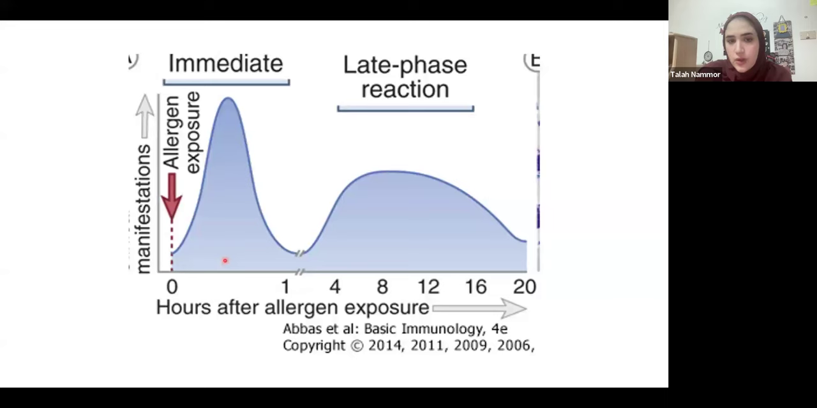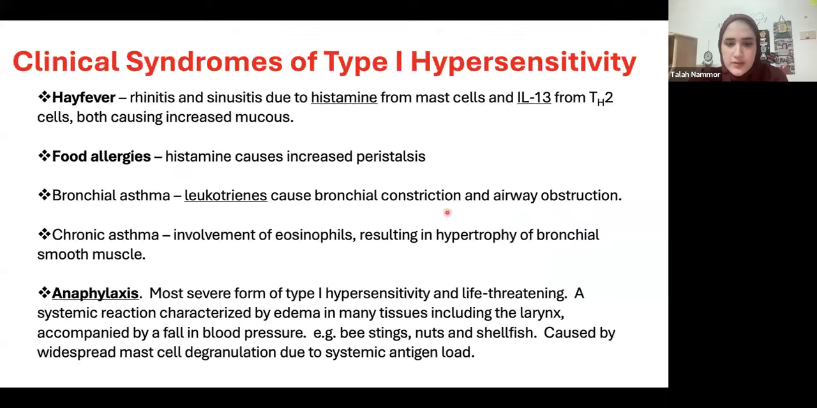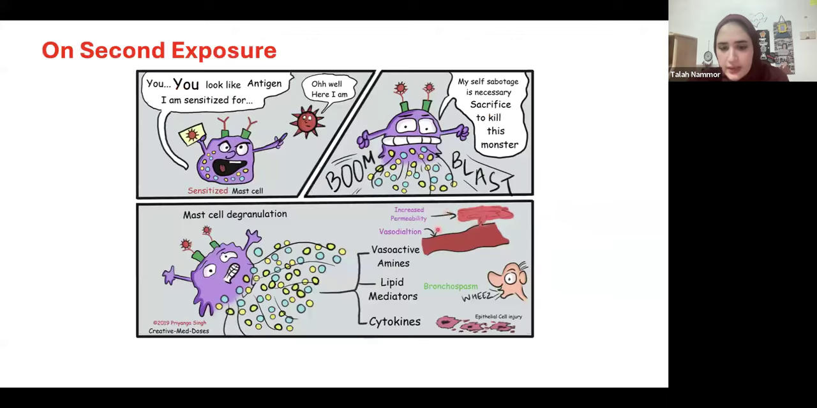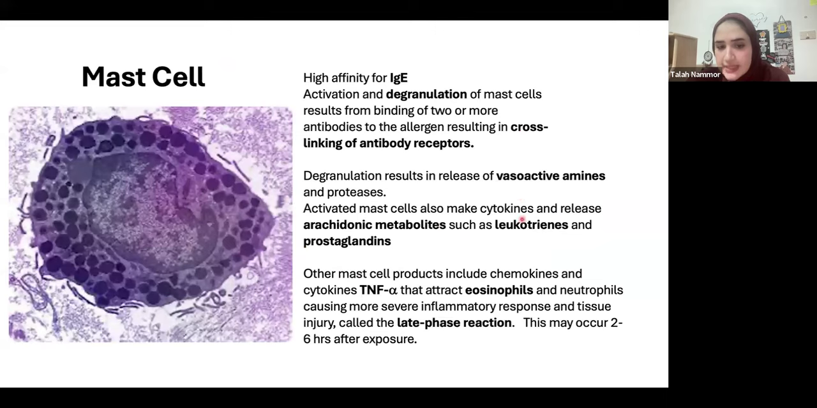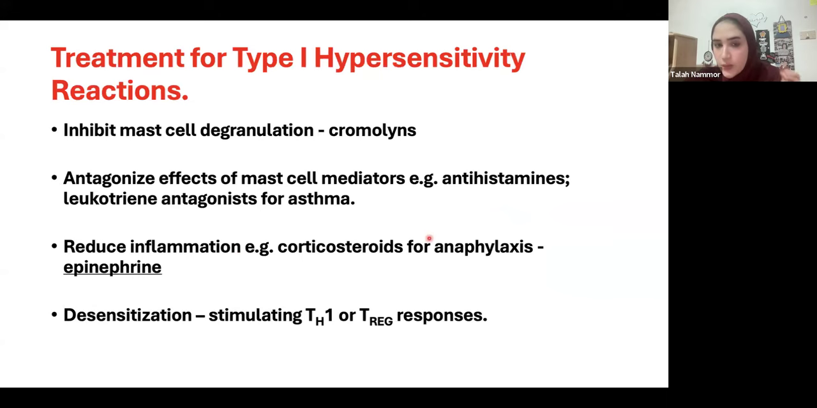So that's what cromolyns do. Okay, there is something called antagonizing the effect of cell mediators. So basically we know that histamine is going to be released. We also said that there are leukotrienes and arachidonic acid metabolites. So histamine is a type of these vasoactive amines, okay?